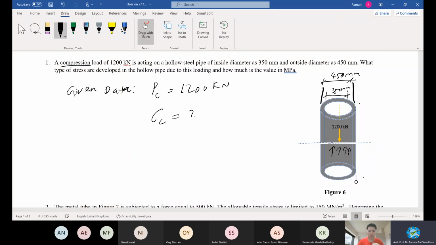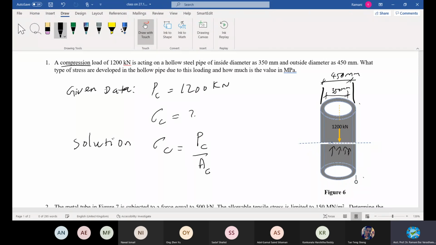Because it's acting perpendicular to the surface area on which it is acting, and also in the way of reducing the dimension of the pipe, we call this compressive stress. The solution is just one step. Compressive stress is equal to the compressive load over the area on which it is acting. Let's find out the area on which it is acting.